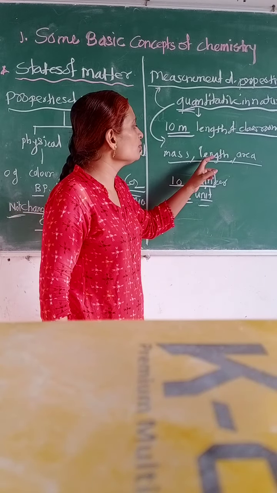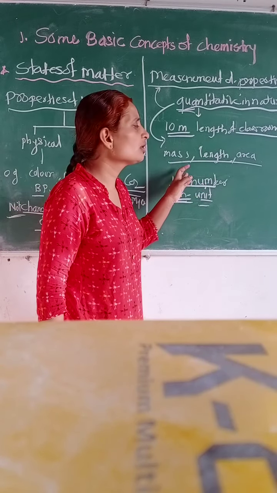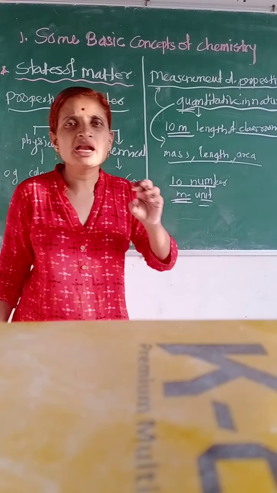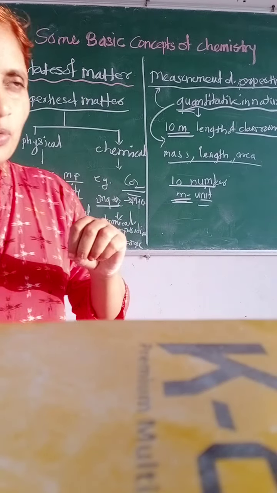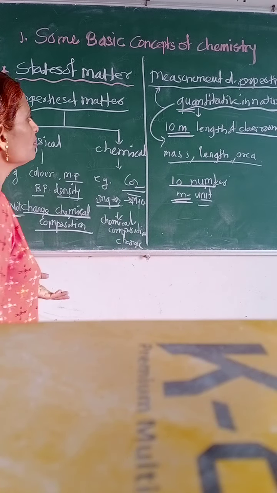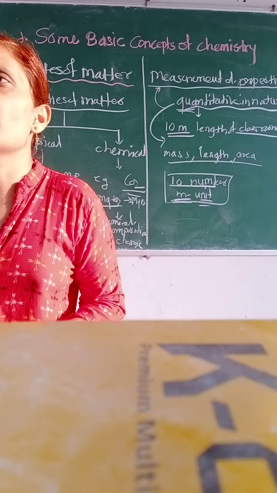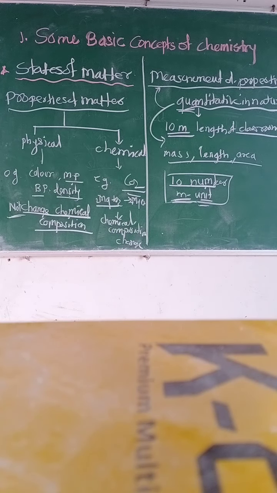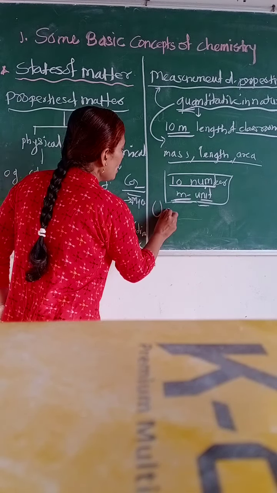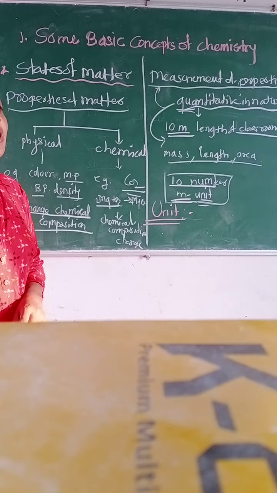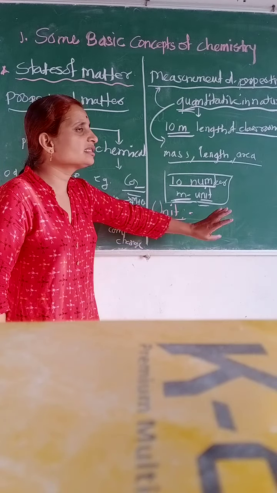Here, with meter you measure the length, and with gram or kilogram you measure the mass. The area is also a property that is quantitative, and you have to measure it in terms of the unit. Then that unit is explained as arbitrarily decided and universally acceptable.